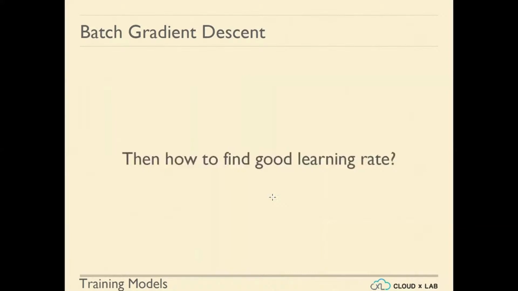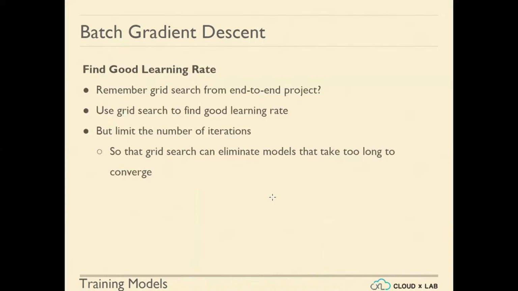Now the question is, how can we find that this is a good learning rate? Okay, so one method is that we can do a grid search. We can try several values of the learning rate, and we can select the suitable learning rate, right? But here the problem is, since it is an iterative approach, we have to use several iterations to get the solution. Yes. So we can use grid search to find a good learning rate, but then we limit the number of iterations, right?